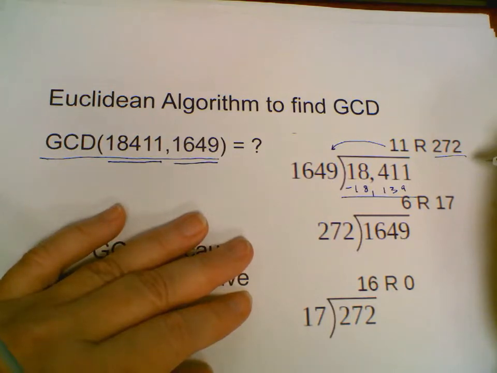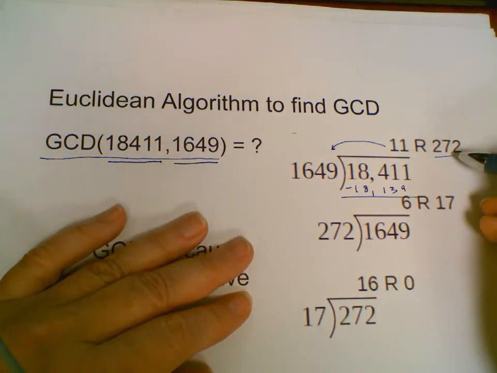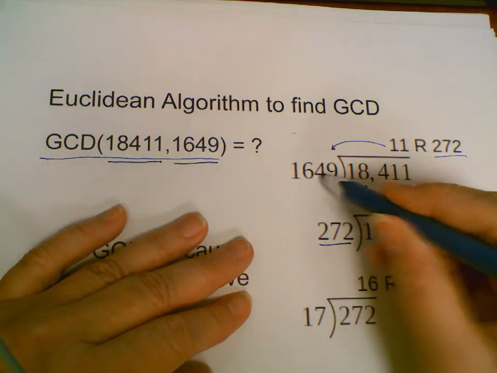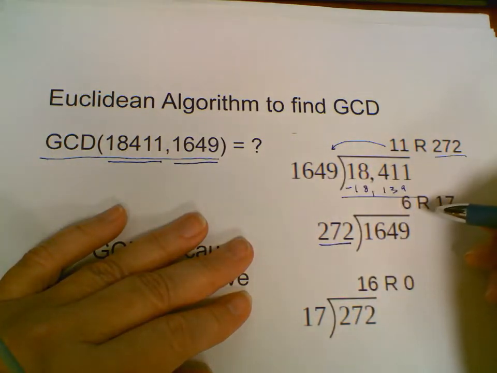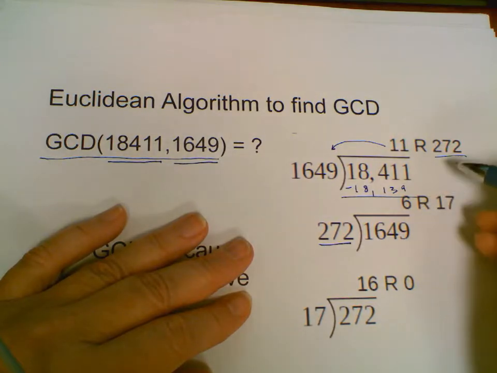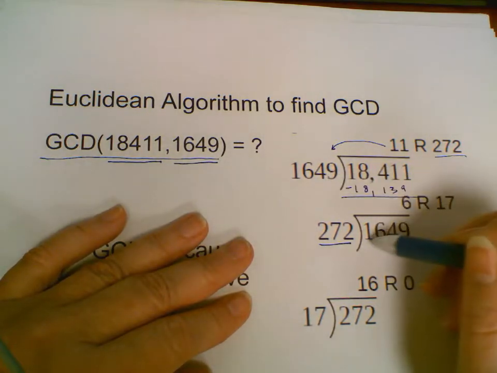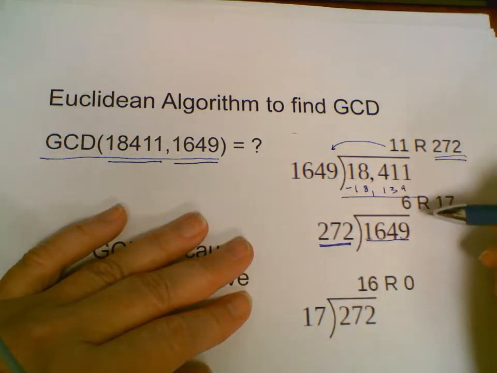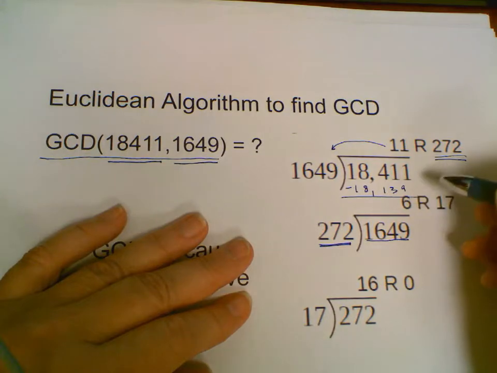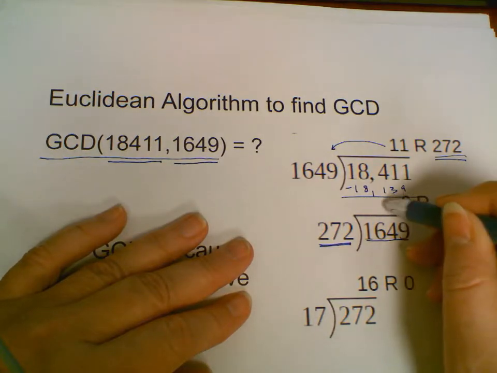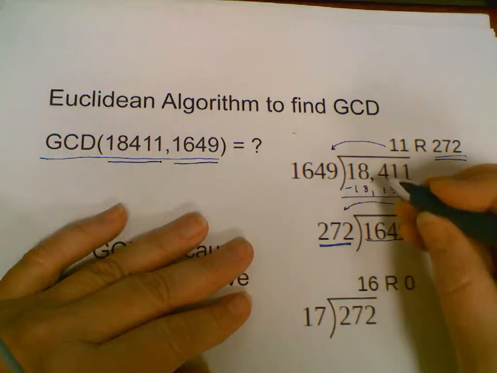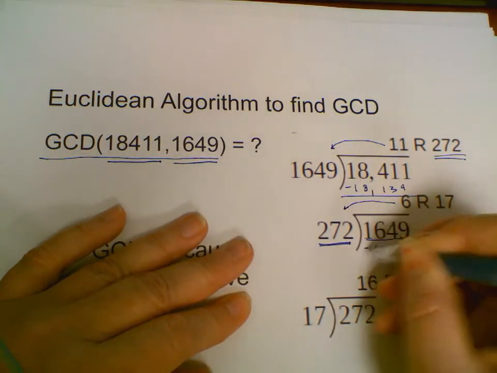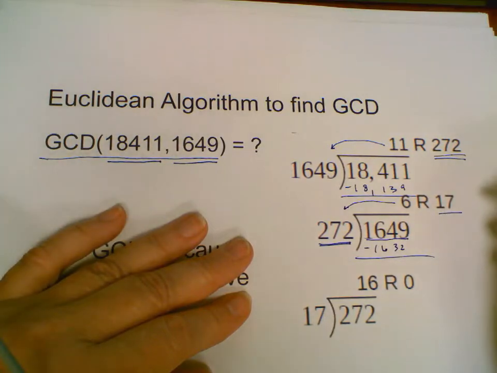Now we're on to the next step. Take that remainder and divide it into your other divisor. That sounded complicated, but you go back and watch this a few times. 1649 gets divided by the remainder, 272. It goes in 6 times, but there's a remainder. So we need to multiply 6 times 272. That will be 1,632. And when you subtract, there's 17 left over.